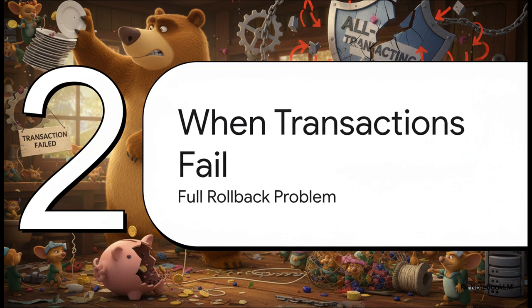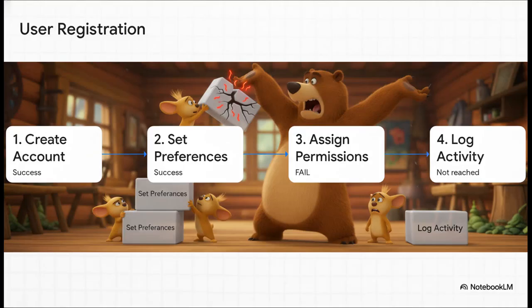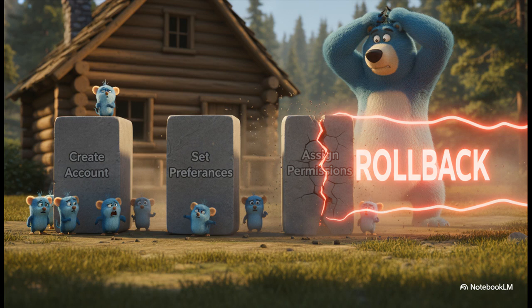Let's look at a scenario where this all-or-nothing rule goes from being a helpful safety net to a source of total inefficiency. Imagine a new user signing up for your service. We kick off a transaction. Step 1, create their account in the users table. Success. Step 2, set up their default preferences in another table. Also a success. But then we get to step 3, assigning permissions. And it fails. Maybe a key was wrong, whatever.